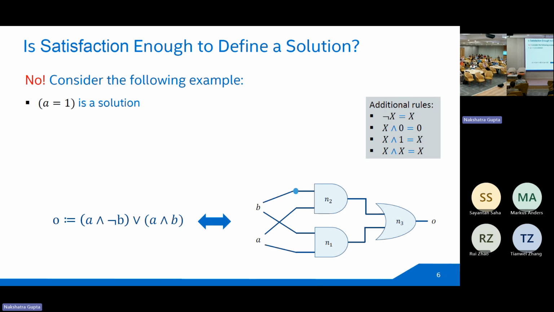But now let's see if it satisfies the circuit. So now I assign the assignment to the input values. A is assigned 1, B is don't care, and now I propagate it to the output. And now we can see the output is evaluated to don't care. It is not evaluated to 1. So this assignment does not satisfy the circuit, even though we know it is a solution. So this is a problem.